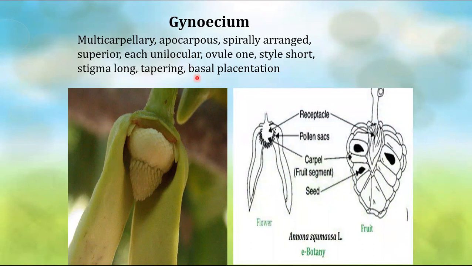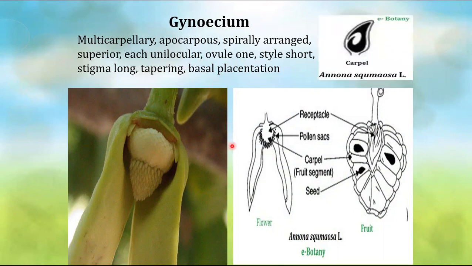Now here it is unilocular, only one ovule is present in one locule, okay. Style is too short, okay. Here this style is short and the stigma is long, okay. Now here there are a number of locules, and in each locule one ovule is present, and this one ovule forms one single seed. Now the placentation. Placentation is basal placentation, that means the ovule arises from the base, so that is basal type of placentation.